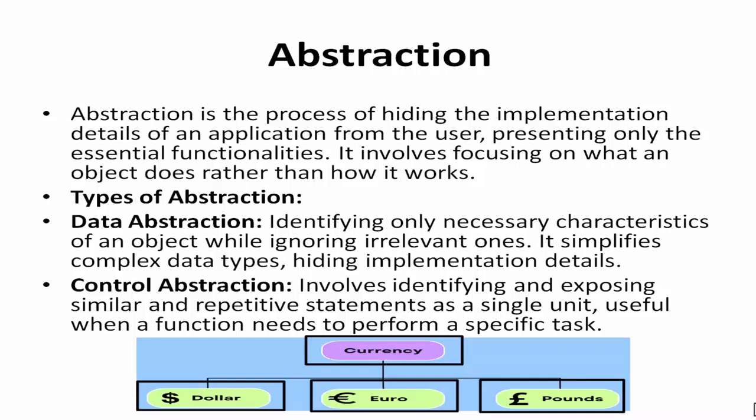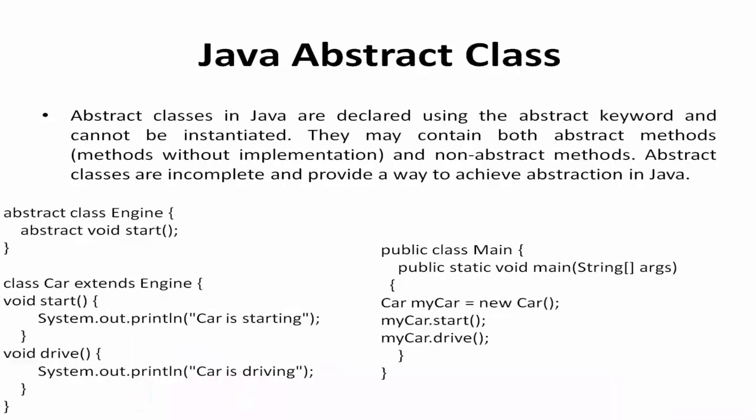For example, in the day-to-day stock market, the dollar, rupee, euro and pound rates will be varying, so only the one change will be reflected to the other changes in the entire program. Or if you consider a particular supermarket, one change of a price will be applicable to all the sub-branches of that supermarket. Next, Java abstract class.